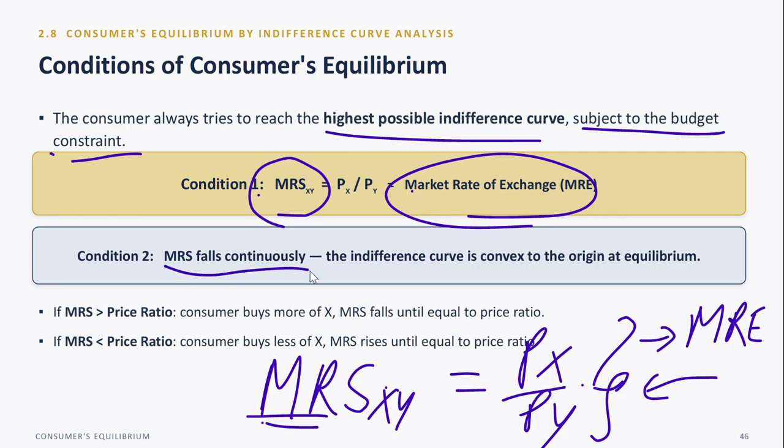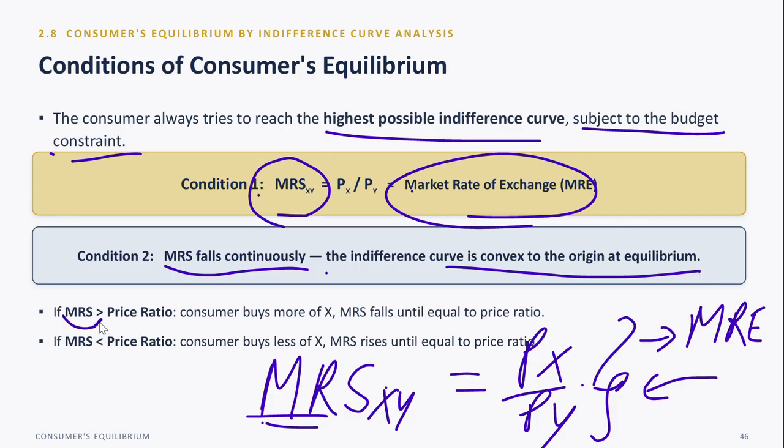Second condition is that MRS falls continuously. The indifference curve is convex to the origin at equilibrium. So the second condition would be that MRS is basically diminishing. That means it is downward sloping, diminishing and convex.